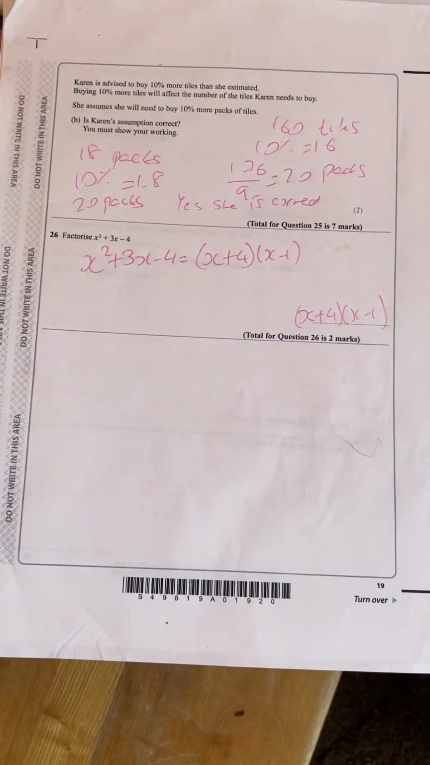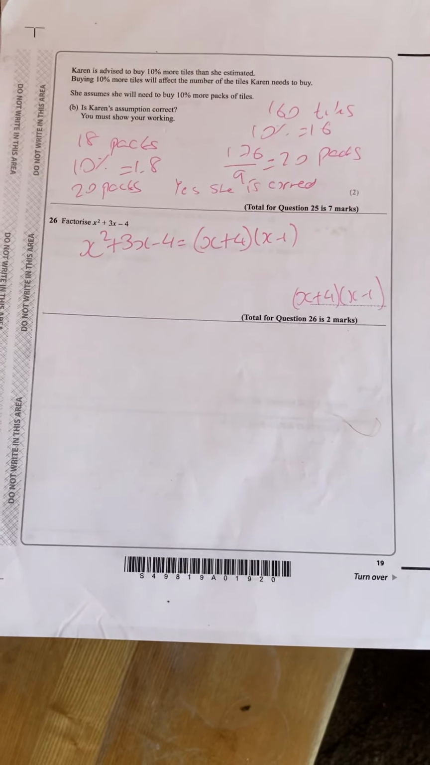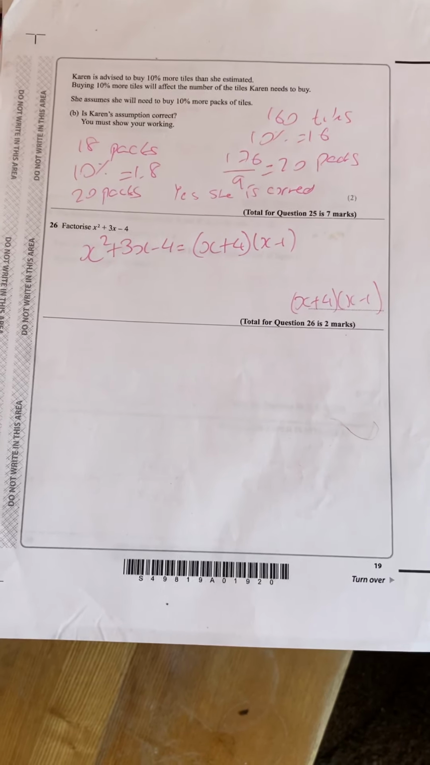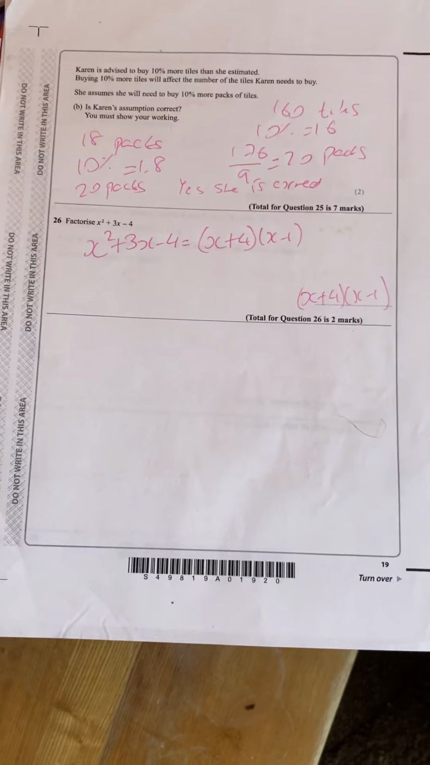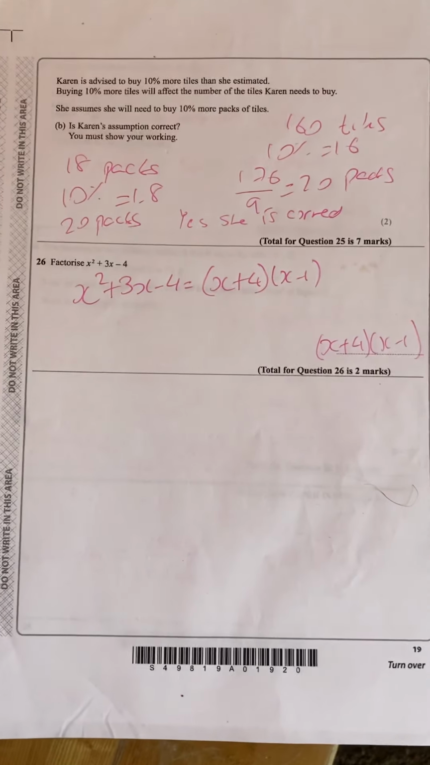Right, guys, question number 26. Factorize x squared plus 3x minus 4. There are two numbers that add to make positive 3 and multiply to make negative 4: plus 4 and minus 1. So that is my answer for that one, guys.